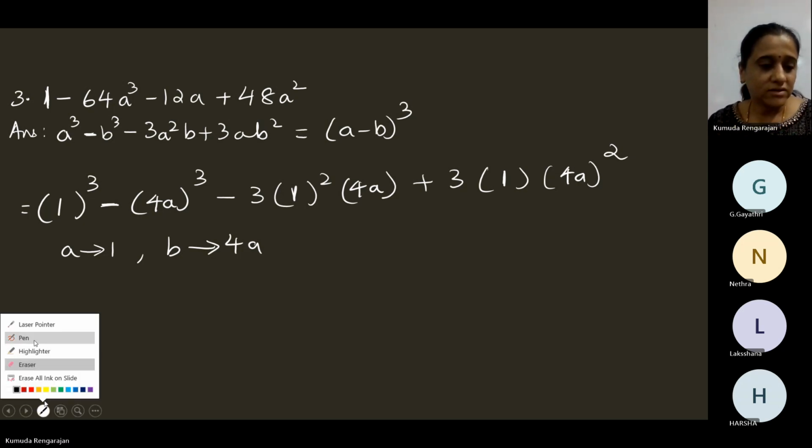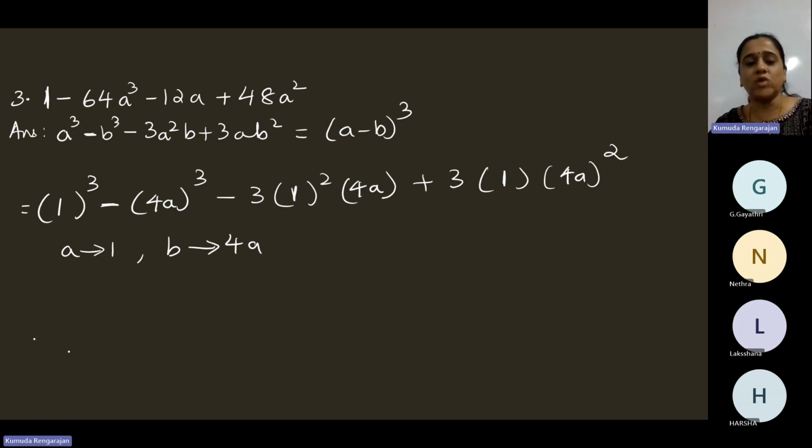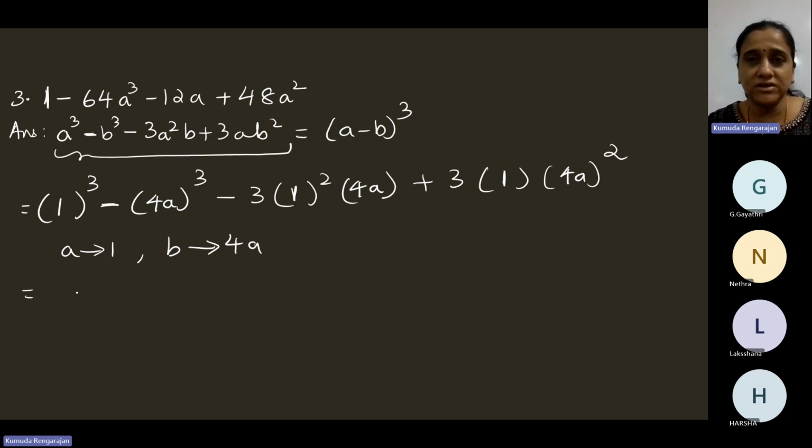Yeah. So for calculation, you can use a rough column, but don't write it here. Okay, so now we have checked. Now we are ready to write the answer. The left hand side of the identity is the question, and the right hand side is the answer.